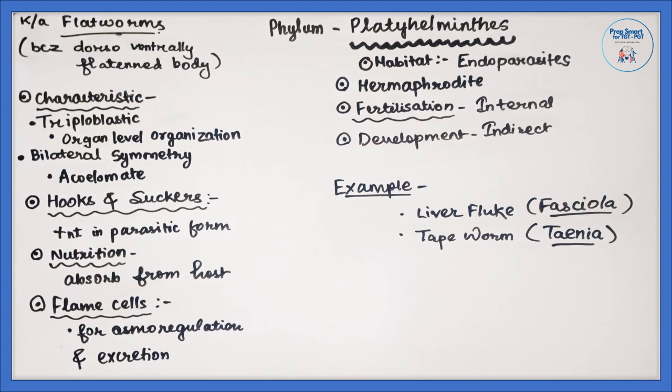Examples are the liver fluke, Fasciola, and the tapeworm, Taenia, also known as pork tapeworm, Taenia solium. As for economic importance, Fasciola causes fascioliasis or liver rot, which is characterized by hepatitis.